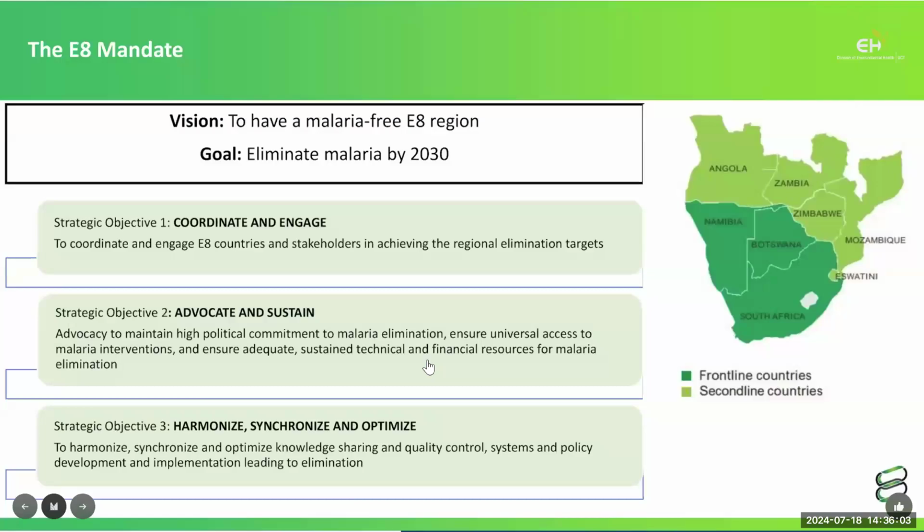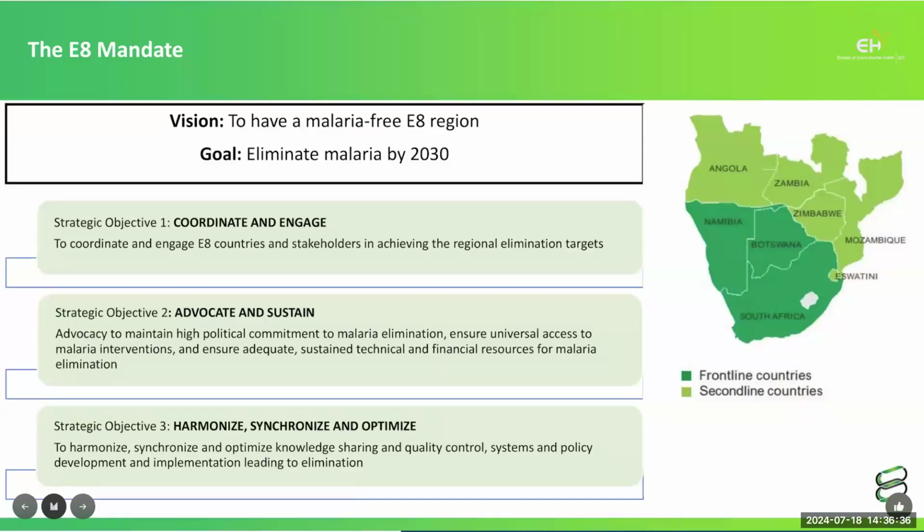I can introduce myself. As has been mentioned, my name is Chadwick Sikaala, and I'm working for the SADC Malaria Elimination Eight Secretariat, whose vision basically is to have a malaria-free E8 region, E8 meaning the 8 countries whose 8 ministers in 2009 came together to say that we can't eliminate malaria if we don't work together across the common borders.